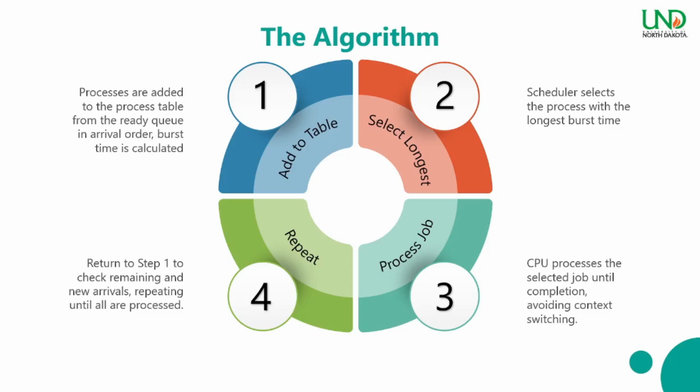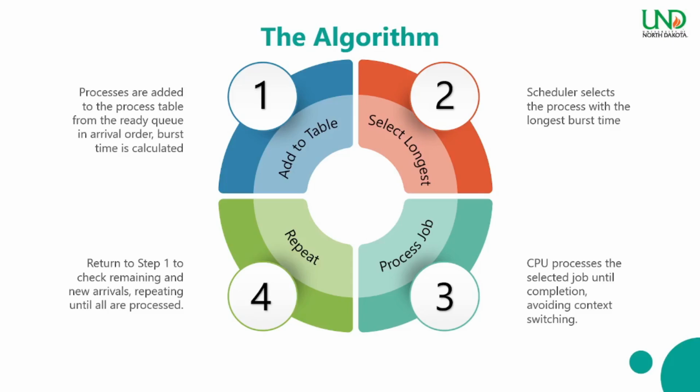Next, the scheduler examines all of the processes currently in the table and selects the one with the longest burst time. Unlike other scheduling methods, LGF prioritizes processes that require the most CPU time, giving them precedence over shorter tasks. By doing so, it aims to complete long processes early in the schedule.